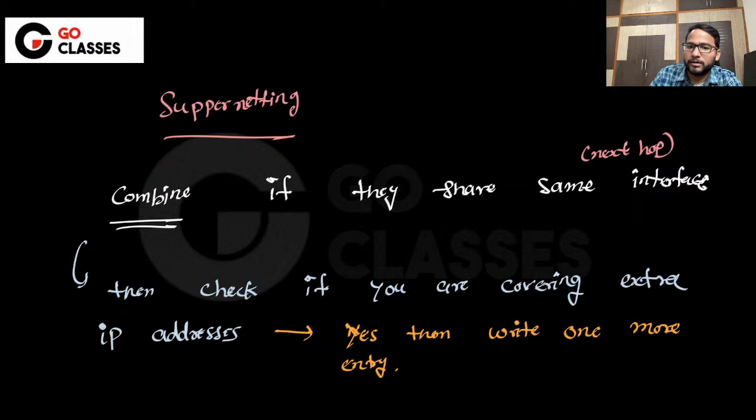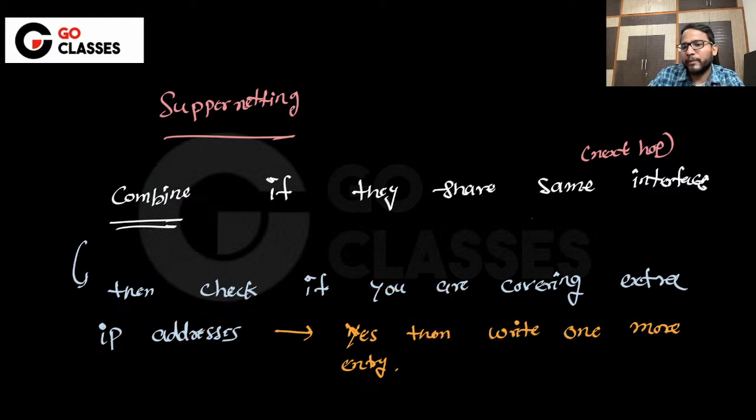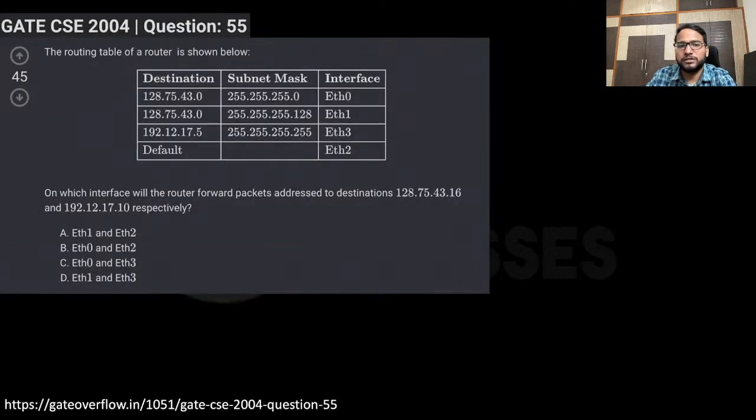I hope that is clear to everyone. You just combine if they share the same interface. That's all. That's the only rule you need to follow. Even just forget about the second thing. I mean, generally it doesn't happen, that IPs are allocated and all. You just combine if they share the same interface. That's all. Now let's do the questions.